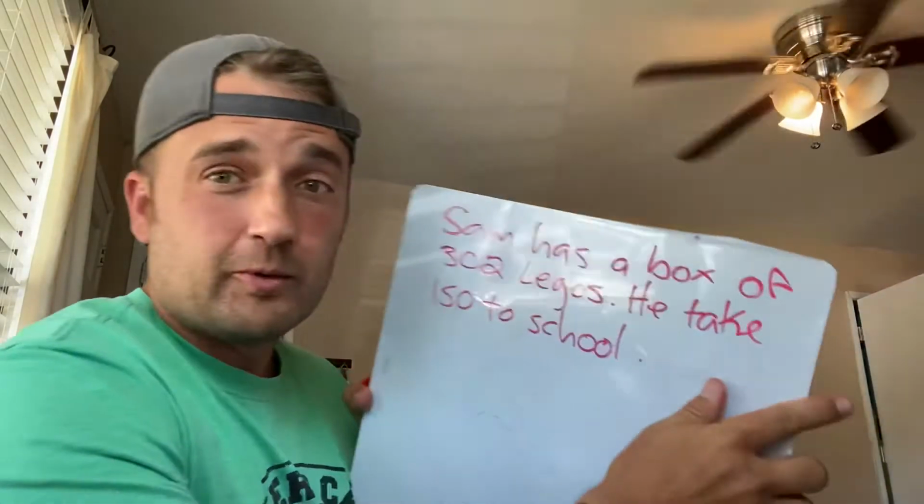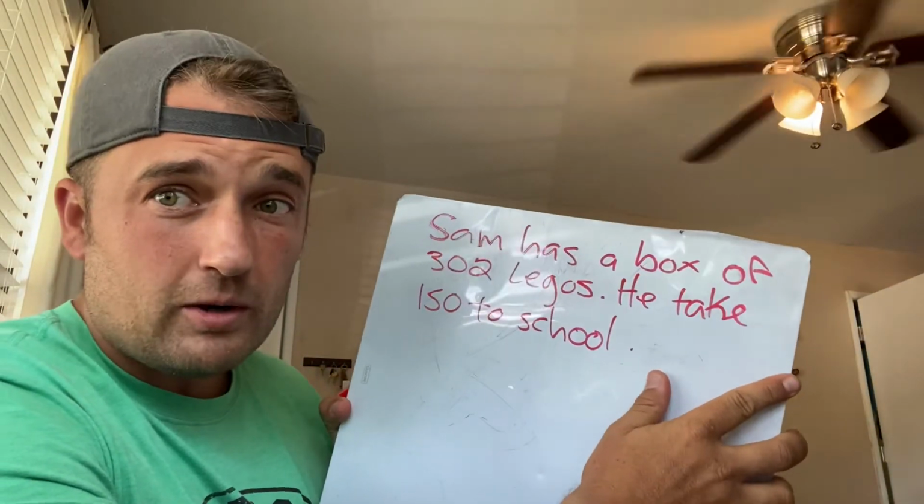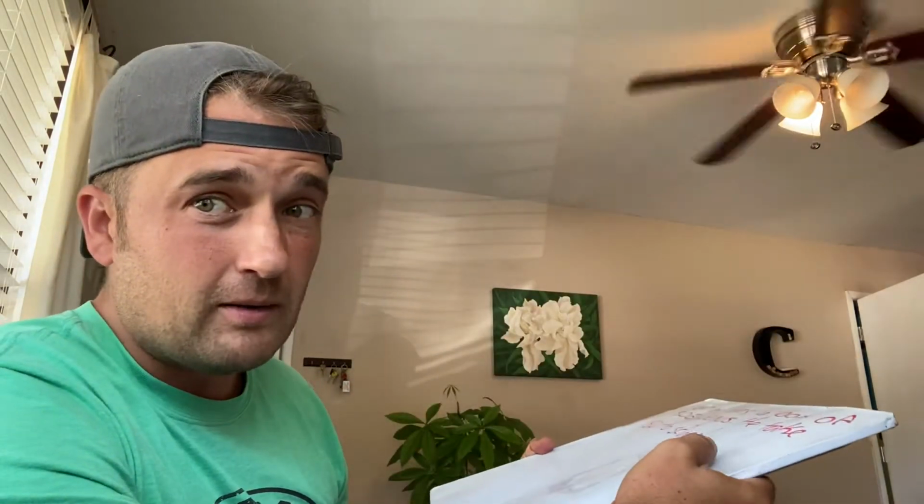So the question, right, the whole was 302. The part was 150. There's another part, right? So that part stays home. So that's going to be my question. Okay, your story should sort of end with a question. How many are still in the box? The box he started with at home.